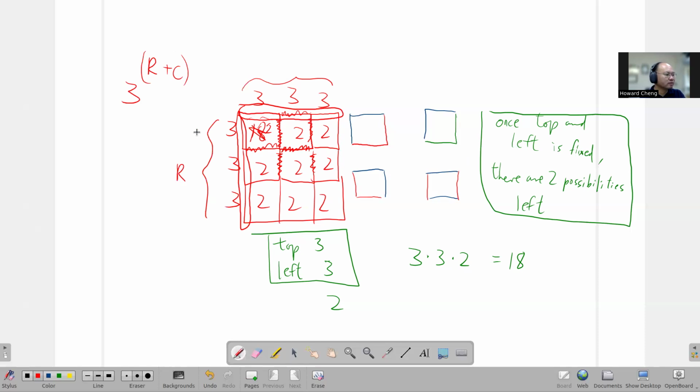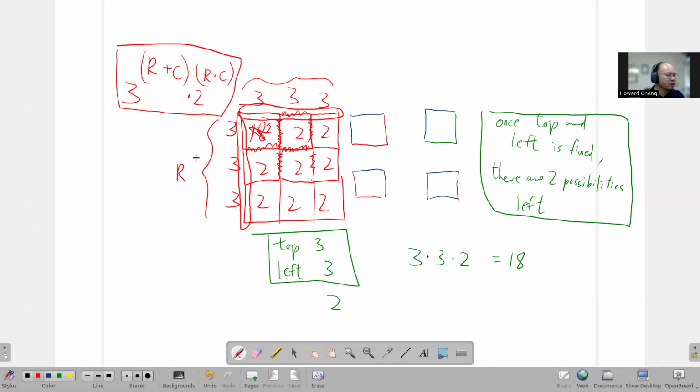So there are 3 raised to the power of rows plus columns. And then you have R times C squares. Each one has 2 choices. So that's the answer. You compute this and you're done.